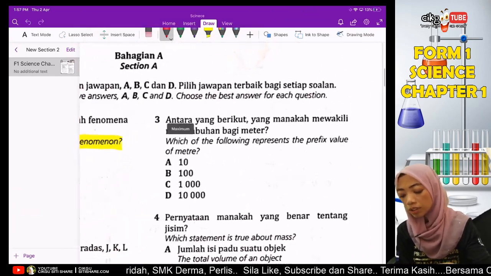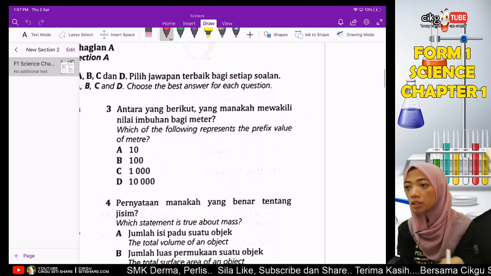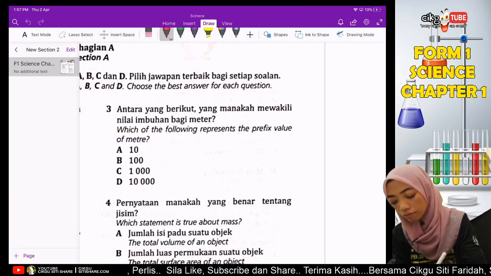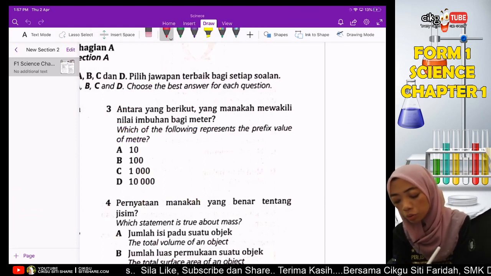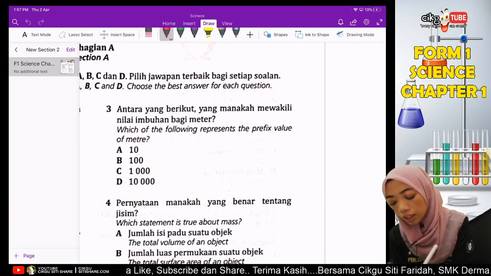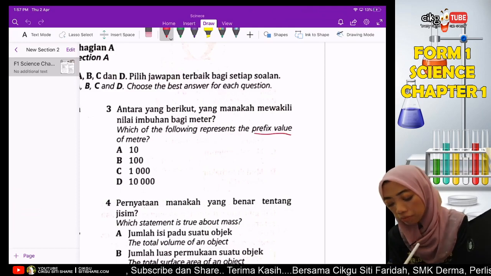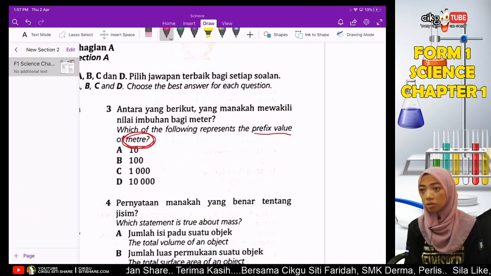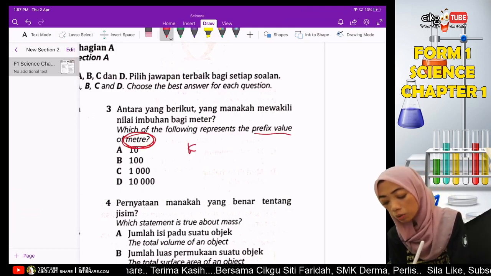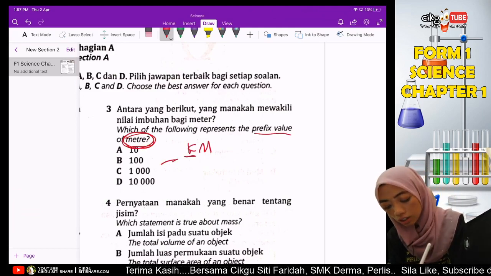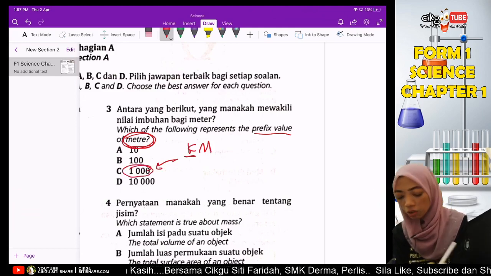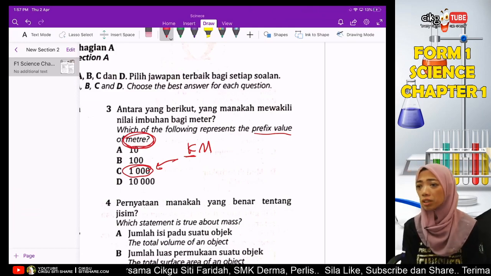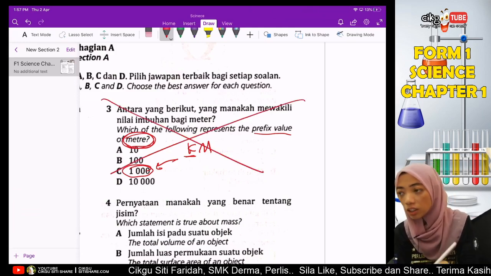For question number 3, I have read it before. You can cancel this question. Why? Because it asks you to find which represents the prefix value of meter. Meter is a base unit, not a prefix. Prefix is like kilo, which means the value for kilometer. Meter is not a prefix. So just cancel this question.